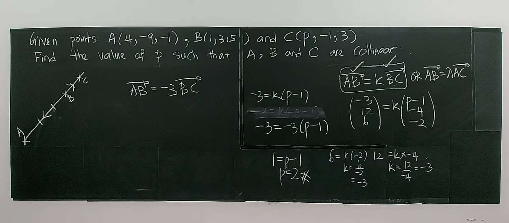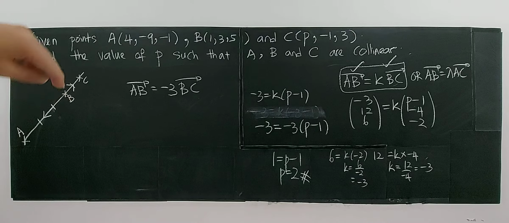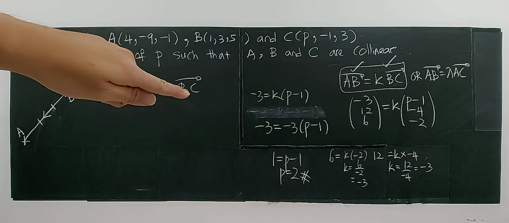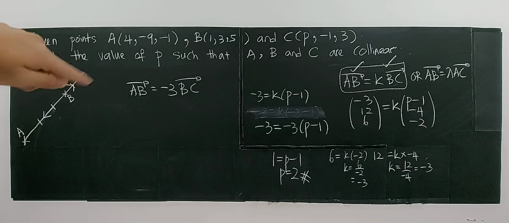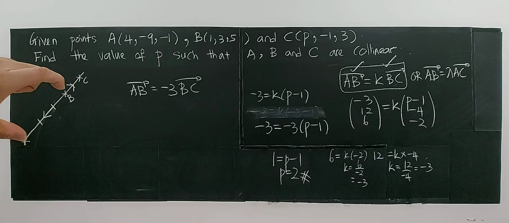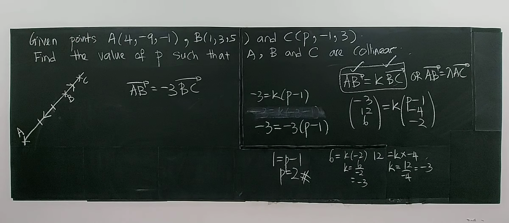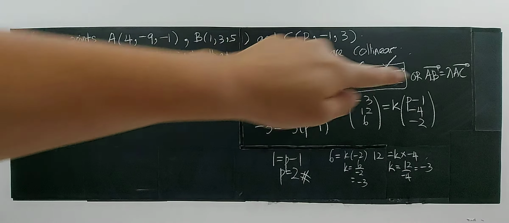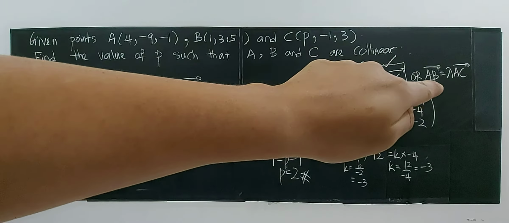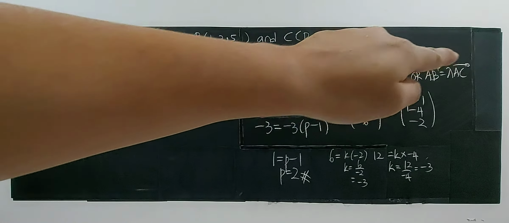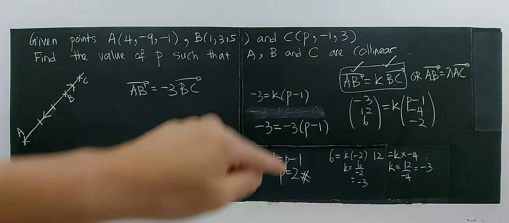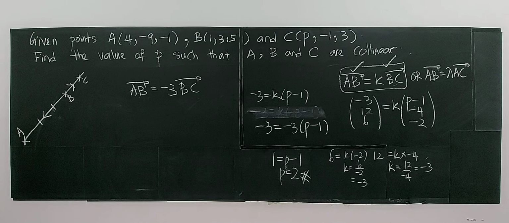So it means that the vector AB is negative 3 times BC. So they have opposite directions, but the length is 3 times the length of BC. Alright, the most important thing is you know how to use the concept of collinear. You can use this also, and you will still find the same value of P. Alright, I think that's all for this video.